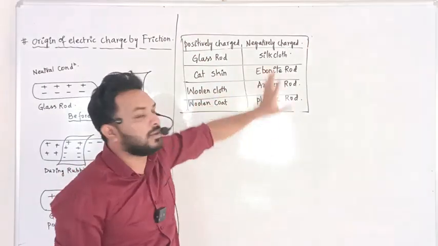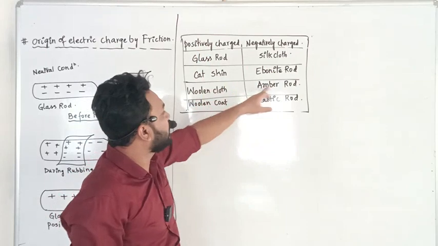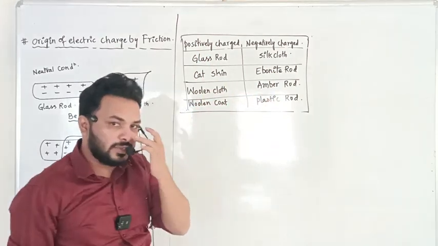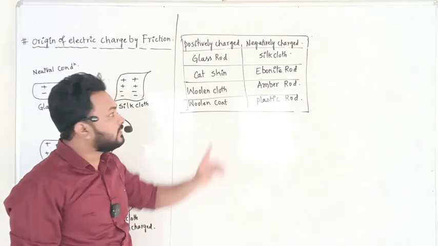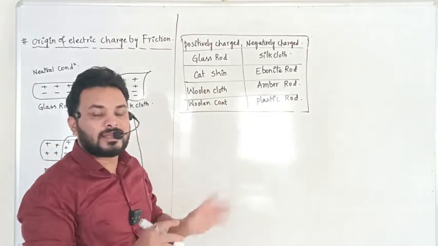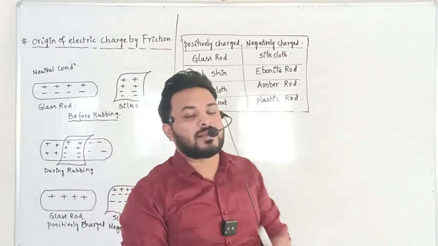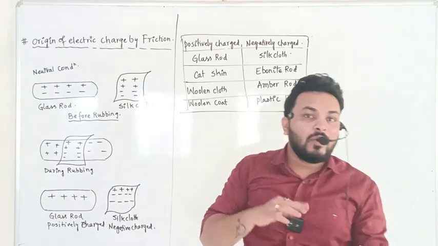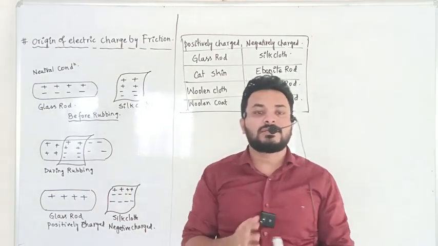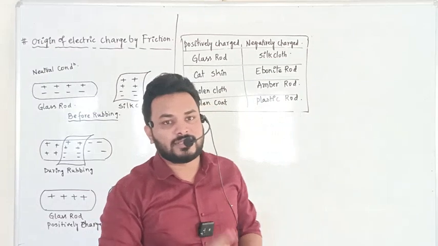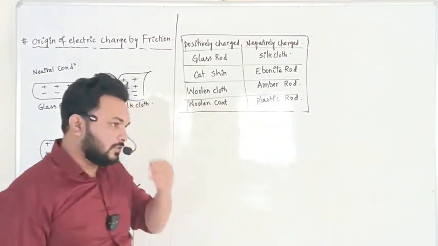The same condition applies to the woolen coat when rubbed with the amber rod and plastic rod. Understood? So we need to remember how exactly we are originating the charge through friction. When two bodies are rubbed against each other, how exactly does one become positively charged, and how exactly does the other become negatively charged? See here, we have to understand the concept here.